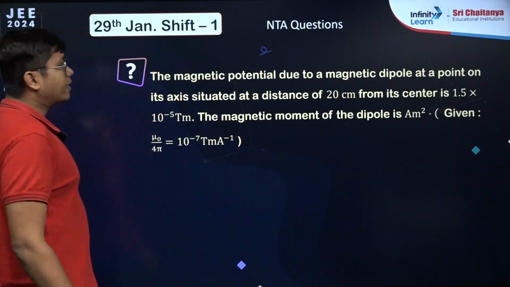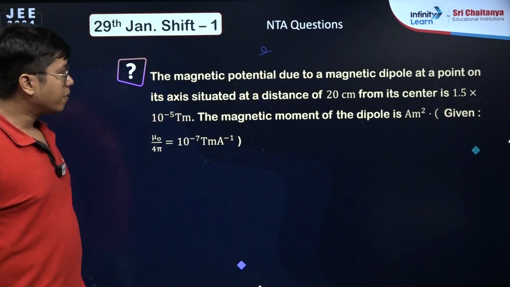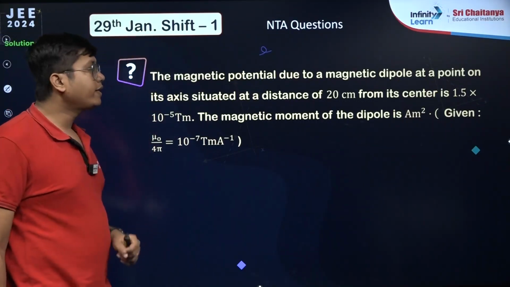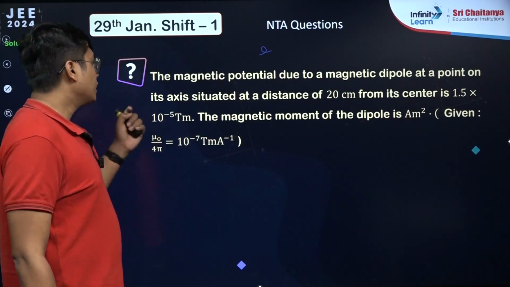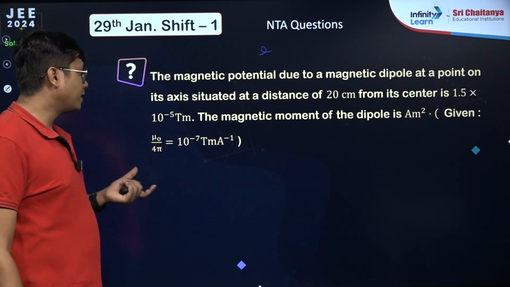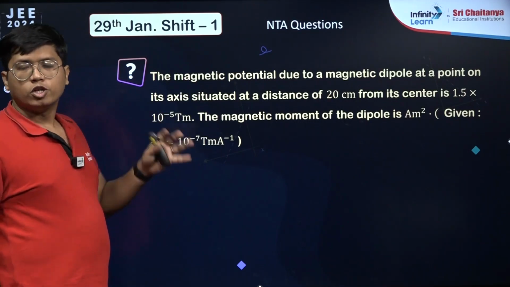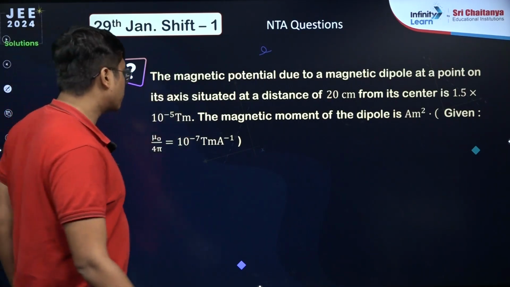Next one says the magnetic potential due to a magnetic dipole at a point on its axis situated at a distance of 20 centimeter from its center is 1.5 into 10 to the power minus 5 Tesla meter. Magnetic moment of the dipole is how much? So pretty direct formula based question.